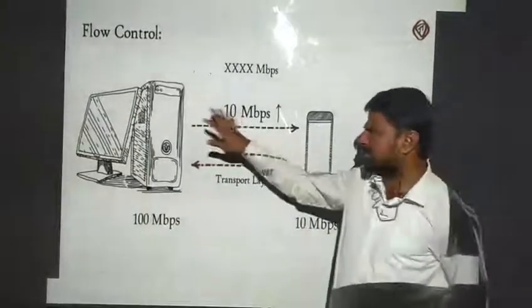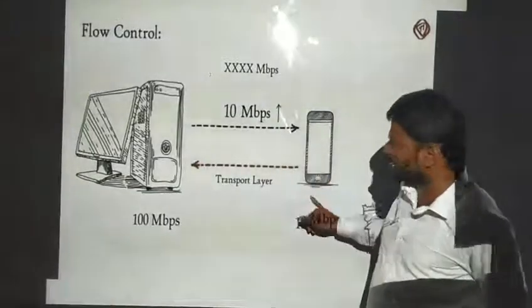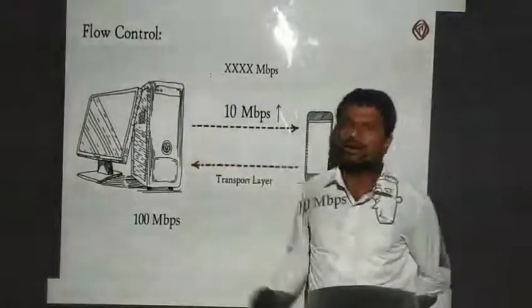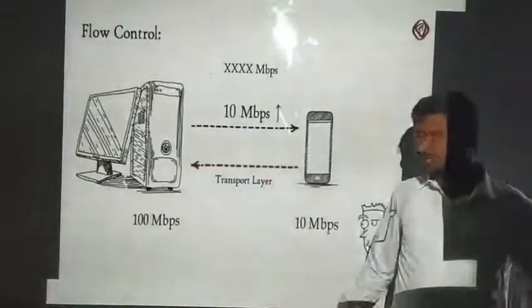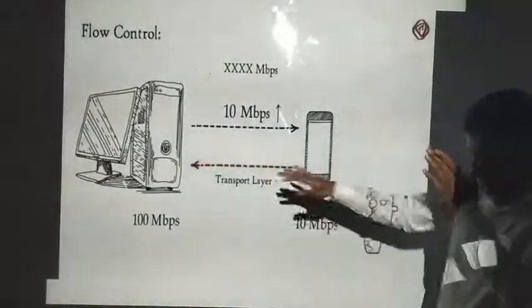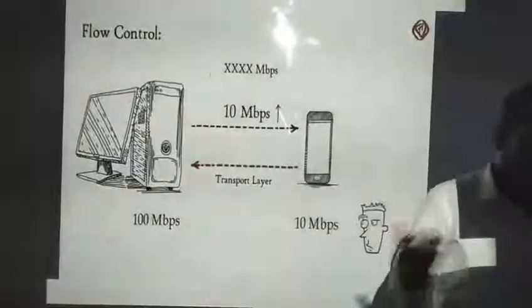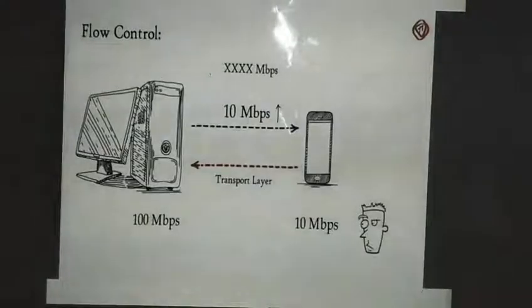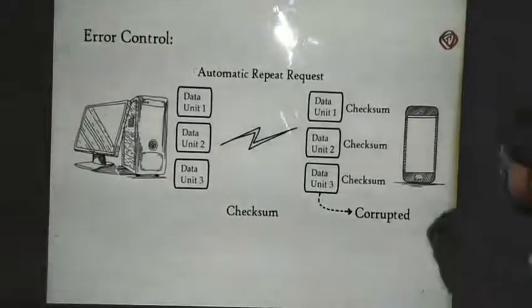If it is low, say the server speed is 5 Mbps and it should be 10 Mbps, then also the transport layer asks the server to increase the downloading speed. Only if the speeds of both the client and server match will data be transmitted. Next, error control.